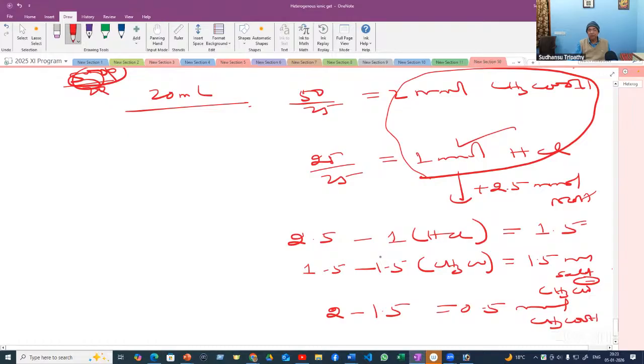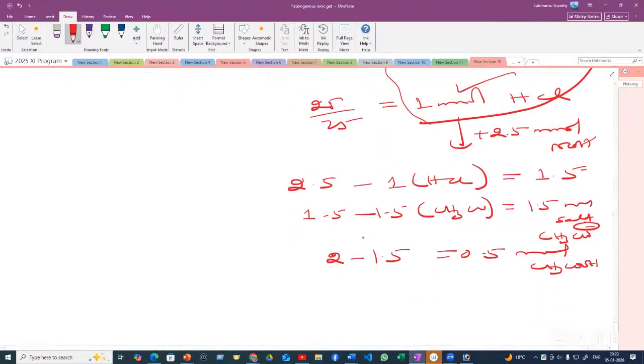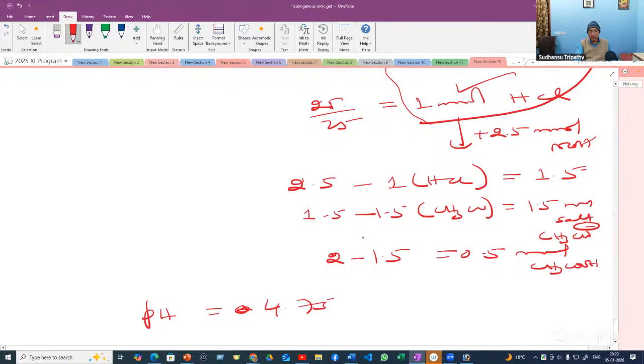Understood? Yes, sir. So now pH is equal to 4.75 plus log salt, which is now 1.5, and unreacted acid is 0.5. It is log 3. 4.75 plus 0.4771.